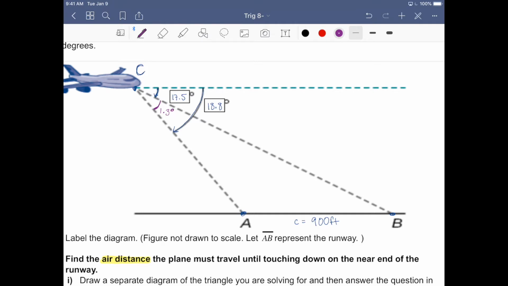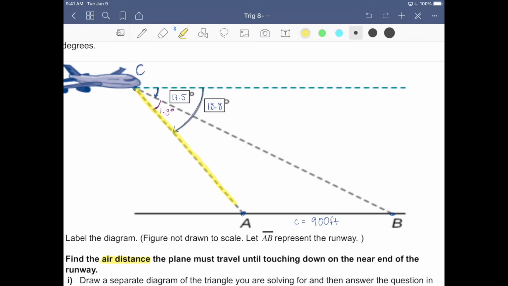Now, let's look at what these transversals look like. There's three dotted lines. I'm not looking at the horizontal one at all. But I know in part B, I'm asked to find the air distance. Well, what is the air distance in this picture? The air distance is the distance that the airplane is actually going to travel.